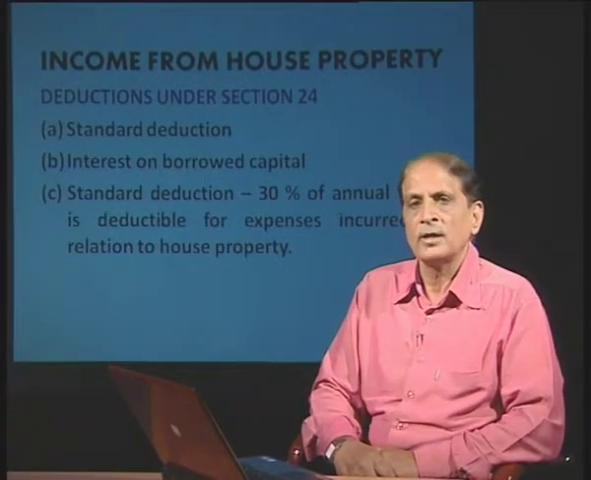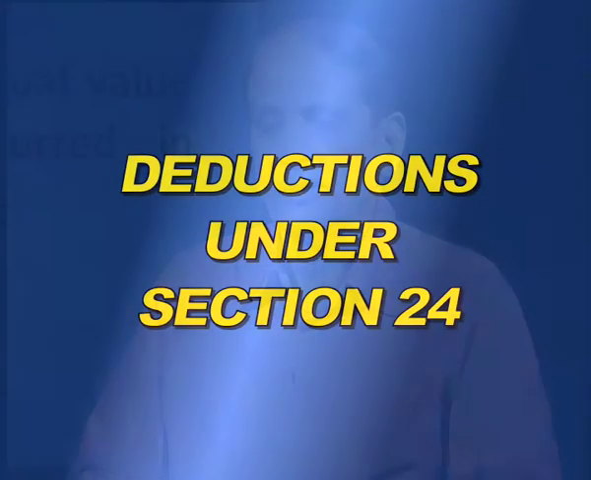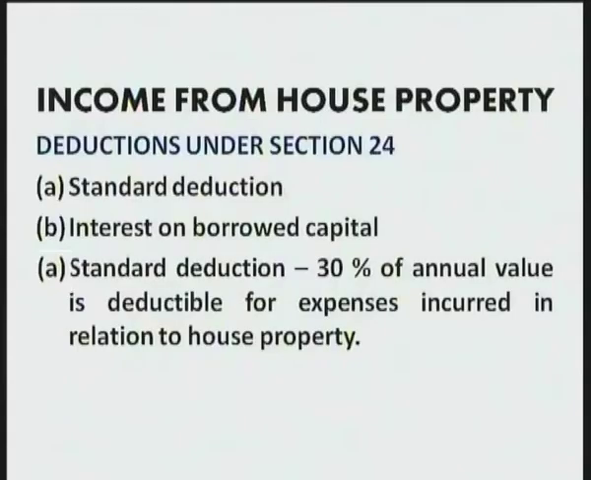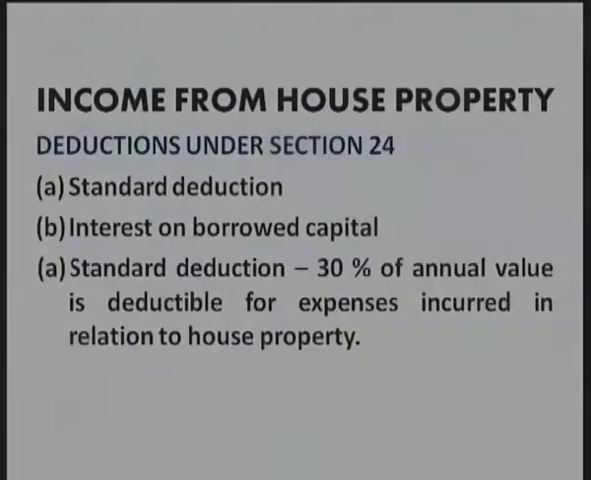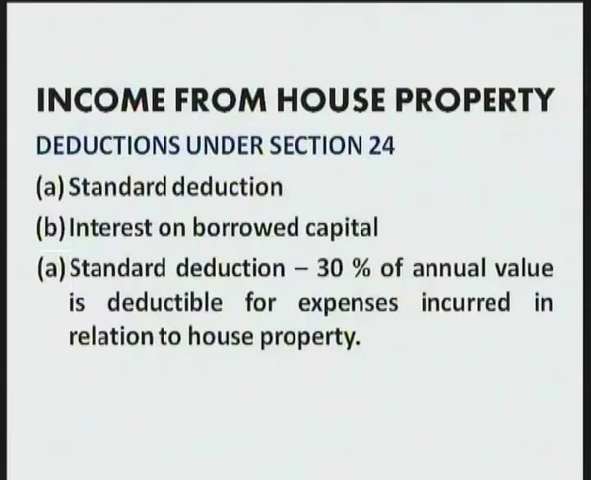Dear friends, after determination of annual value, we have to calculate the taxable income under the head income from house property. Now, an assessee will be given deductions under section 24, and there are two deductions. First is standard deduction and second is interest on borrowed capital. First is standard deduction. This is given at the rate of 30% of annual value in the previous year. So, we can say 30% of annual value is deductible for expenses incurred in relation to the house property.